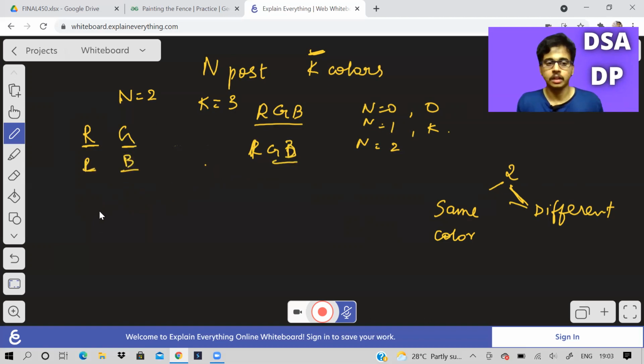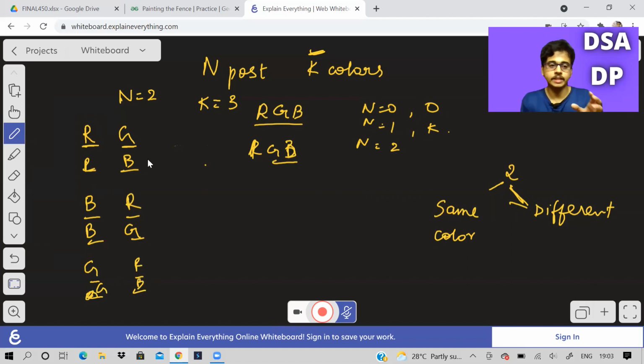Correct. Now same thing let us do for the remaining colors. So I fixed R first. So let us say I color B. First post I color with B. Now how many options? Again RG. I can't color with B because I've decided that I will do it with a different color. Okay. So same thing with G. How many options are there? 2 options, RB. So what did we understand from this?